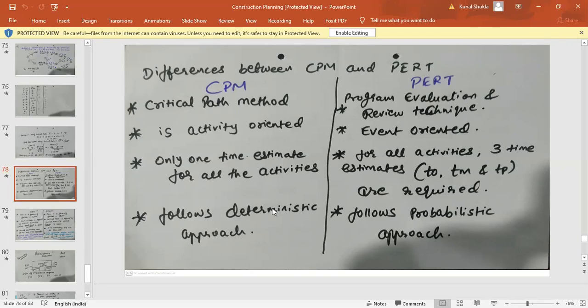Okay, so CPM follows deterministic approach. Why? Because I know that A has 4 days only. Okay, so there is no cross checking or there is no issue with that. Whereas in this there is a probabilistic approach, so it might be 2 days, 4 days, or it might be 6 days, but the range is fixed. 2 to 6 is fixed.